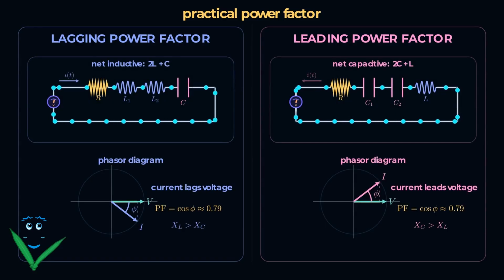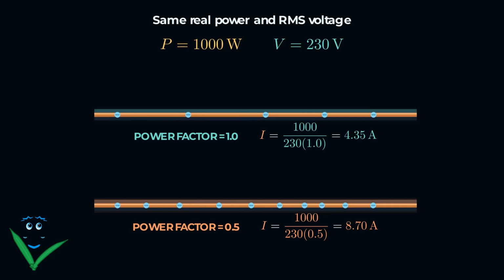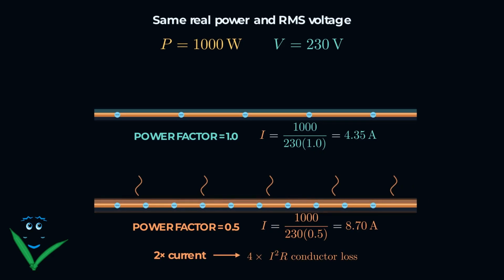A practical circuit normally has a power factor between 0 and 1. A lagging power factor means that the current lags the voltage, and the circuit is predominantly inductive. A leading power factor means that the current leads the voltage, and the circuit is predominantly capacitive. A lower power factor means that more current is required to transfer the same amount of real power. This increases conductor losses and requires cables, transformers, generators, and switching equipment to carry more current.